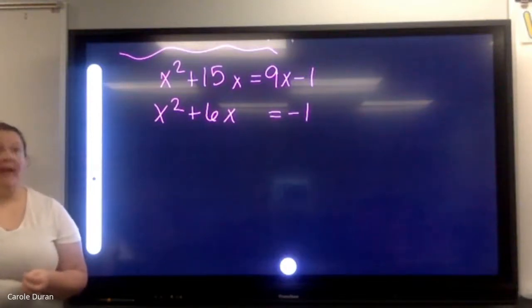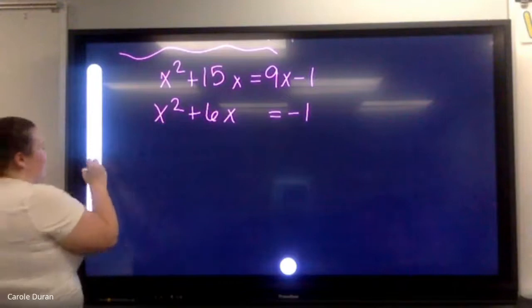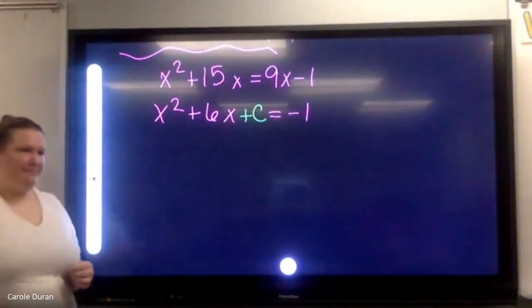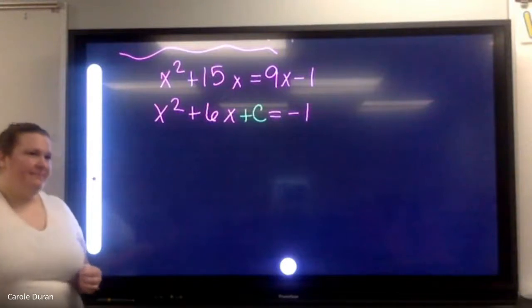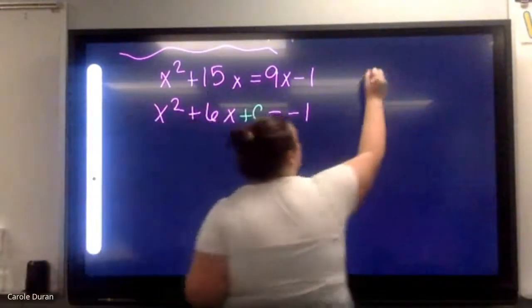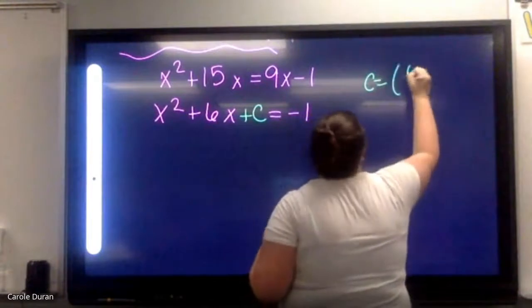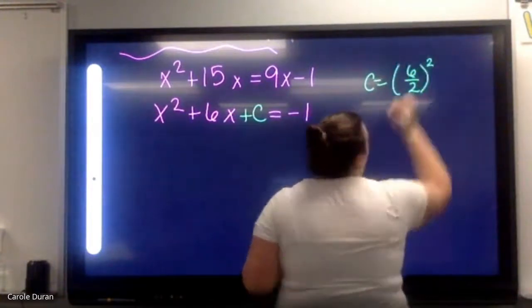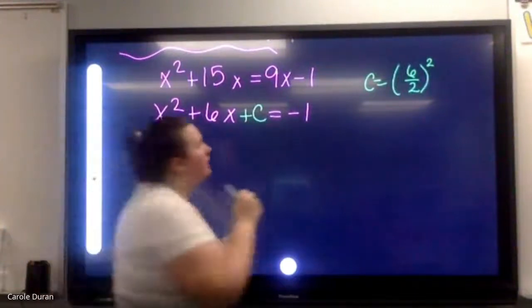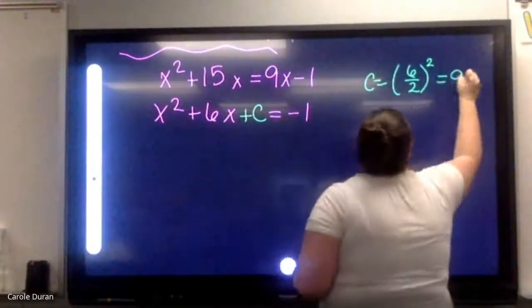I have to complete the square by having that C term. Do not help him. How do I find that C term? You have to split the 6 in half or divide it by 2. And then do what with that answer? We square it, not square root it. So 6 divided by 2 is 3. 3 squared is 9.